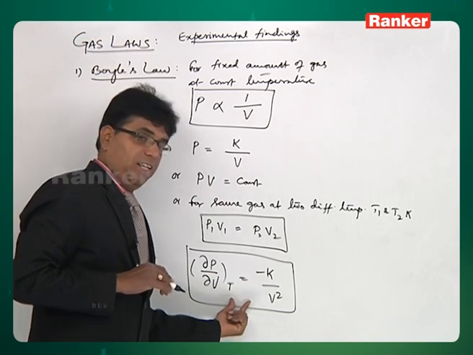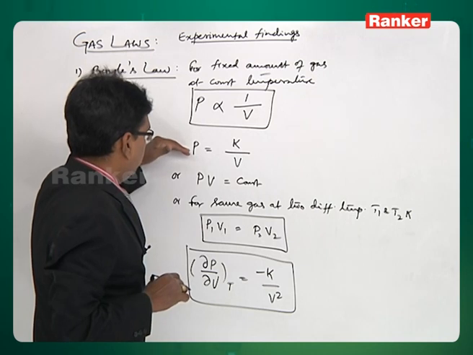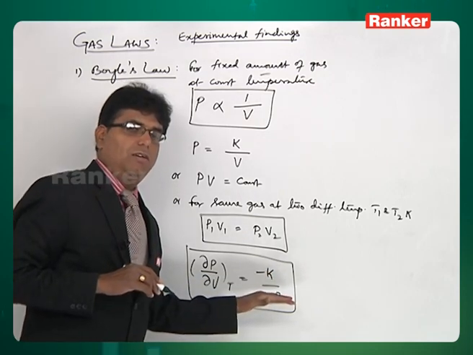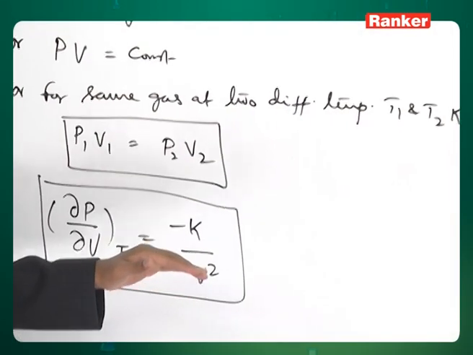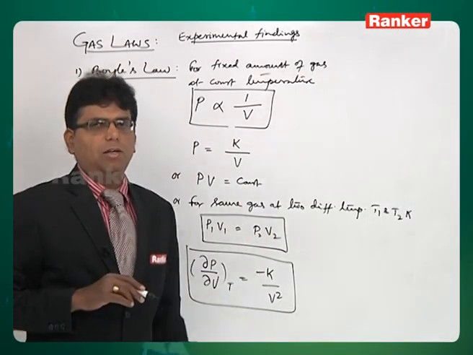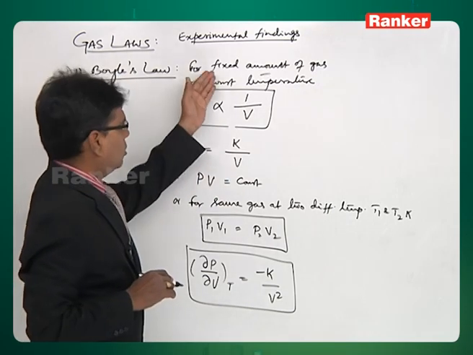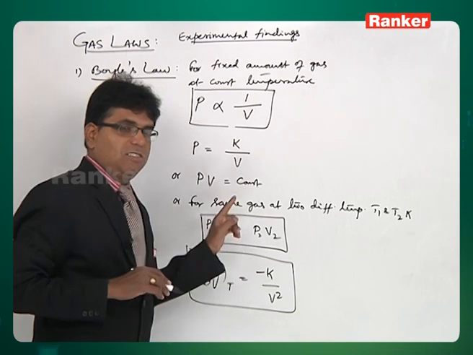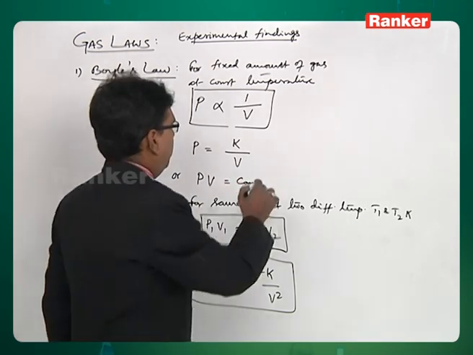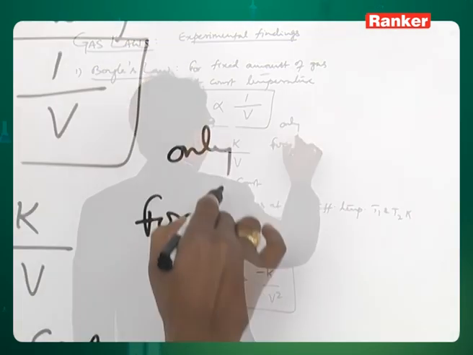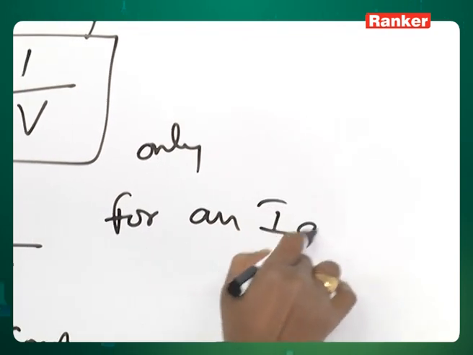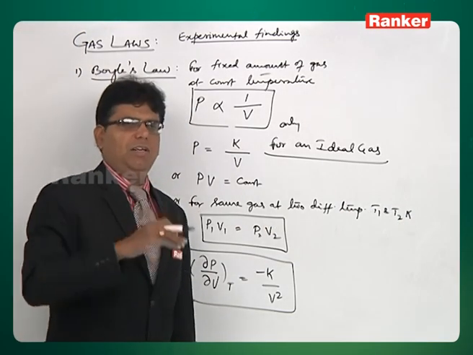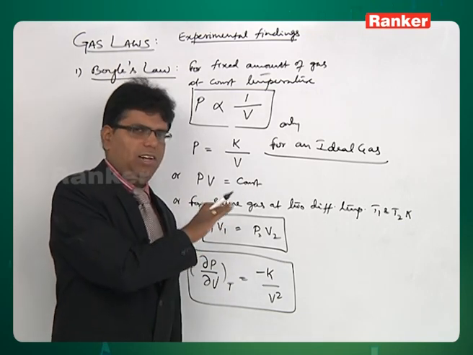This is another way of writing all these: P is proportional to 1 by V, P is equal to K by V, PV is constant, P1 V1 is equal to P2 V2, dou P by dou V at T is equal to minus K by V square. All these are the different ways in which we can describe Boyle's law, or rather this is the way in which Robert Boyle explained the behavior of an ideal gas. And remember, whatever we are saying now is applicable only for an ideal gas. What is an ideal gas? That we will discuss later, but remember that this is only for an ideal gas.